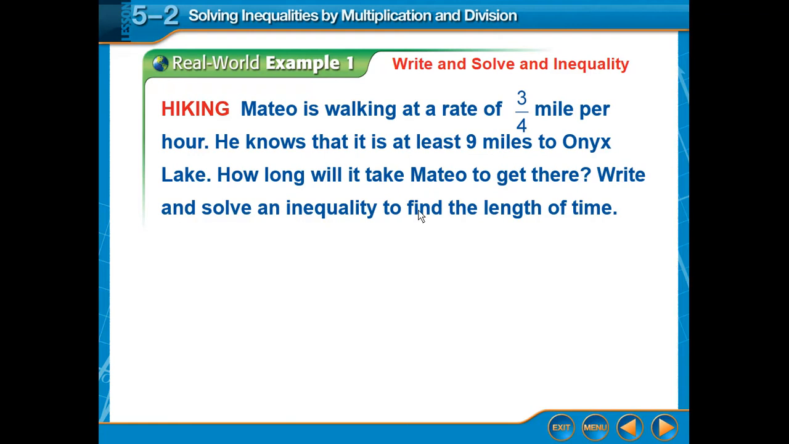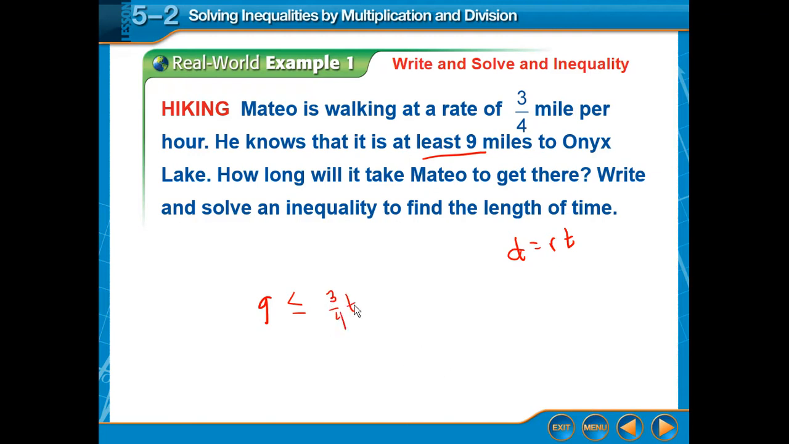So if you remember, distance equals rate times time. The distance he needs to go is 9 miles, or at least 9 miles. So the distance he's going could be more than that 9. 9 is the least amount that it could be, so we want to have the mouth opening away from that 9. The rate is 3/4, and we don't know what the time is. That's what we're solving for.